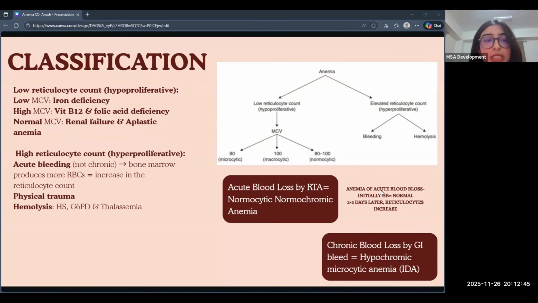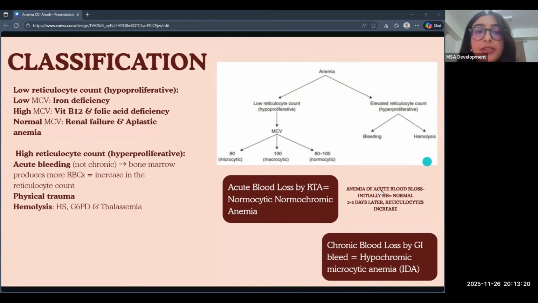Now, if we have high reticulocyte count, which means hyperproliferative, it's basically that the bone marrow is being stimulated to make RBCs, right? So this would be the case in acute bleeding. For example, someone has acute blood loss in a road traffic accident. They got injured, they're bleeding out. What would happen? So the bone marrow will be signaled to make more RBCs to compensate for the loss of blood. So it would start increasing its reticulocyte count, okay? Then we can have physical trauma, hemolysis as well.